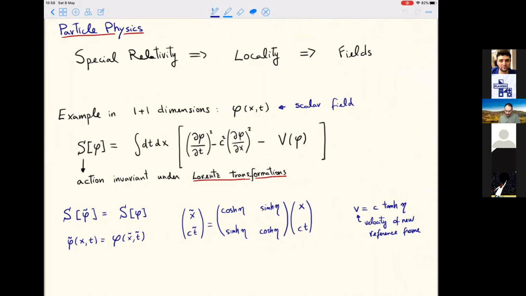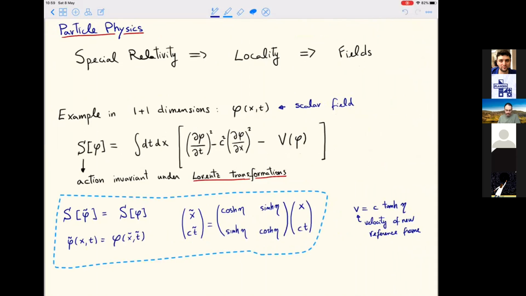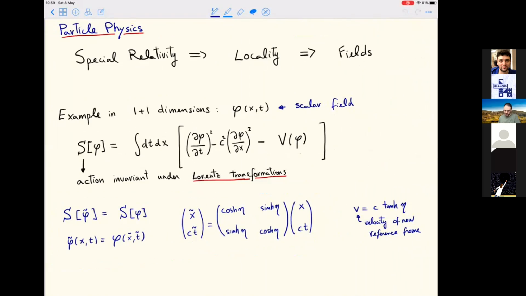And you can check, perhaps for those of you that already learned it, that this is in fact invariant under Lorentz transformations, under changes of frame in special relativity. Well, let me not go into these details, but you can check if you want that the action written like that is indeed invariant under Lorentz transformations, as it should.